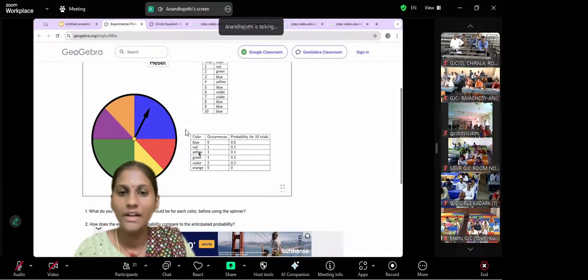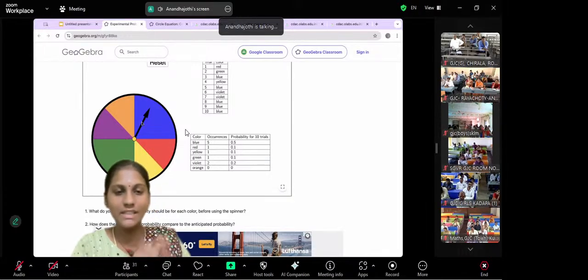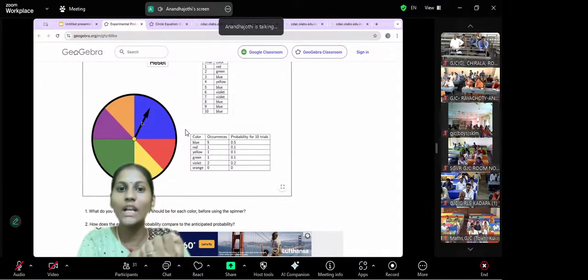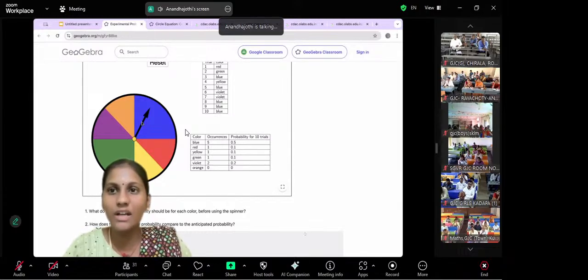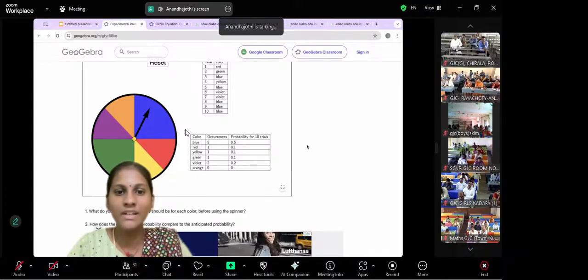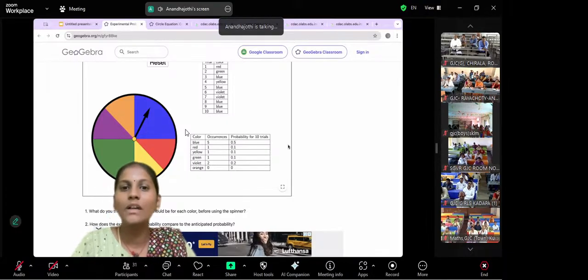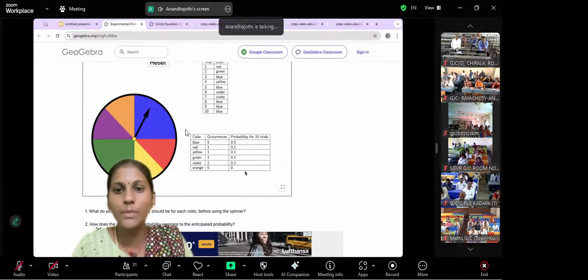Now we can see these things. Here we have the most space for blue and green. Which occurred the most number of times? Blue occurred 5 times. Which is the least one? Orange. Orange occurs 0 times, right? So this is the occurrence, and this is the probability.